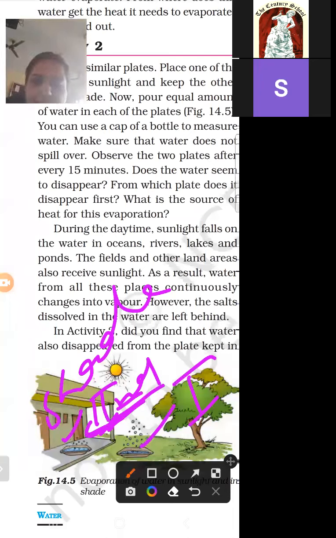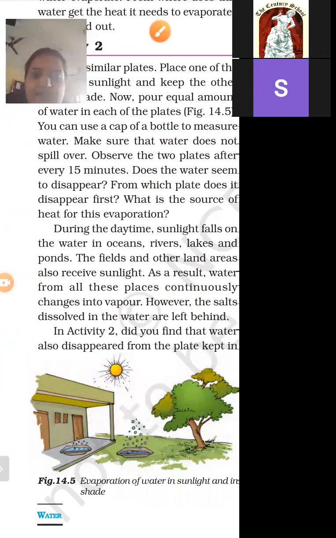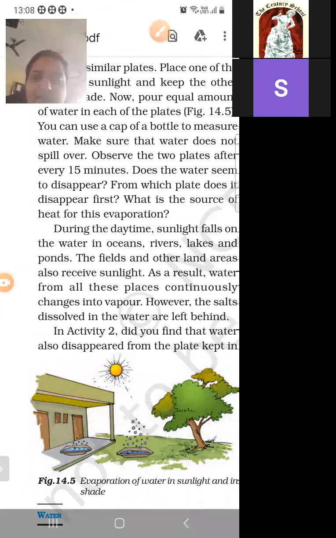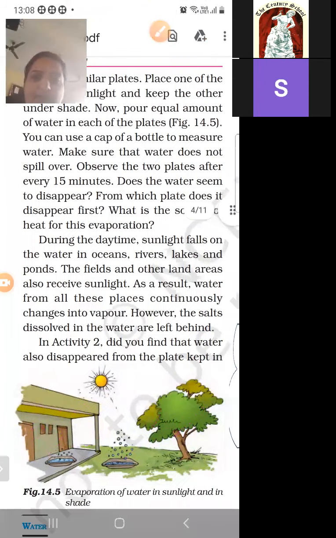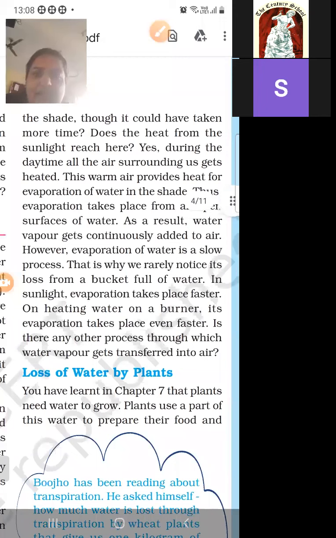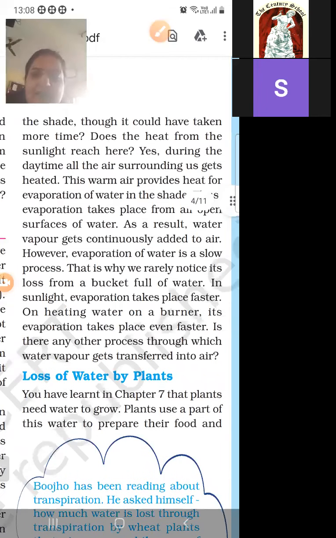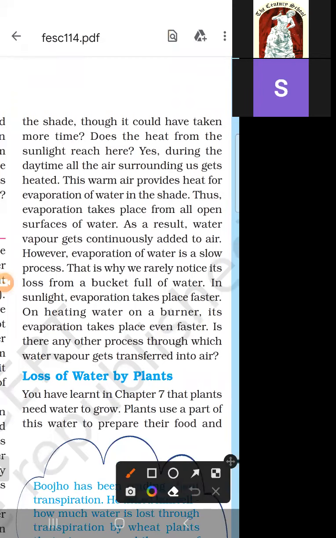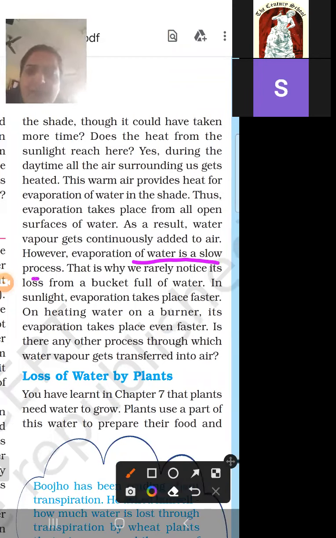In the plate kept in the shade, the water also evaporates, but it takes more time as compared to the plate that was kept in the sunlight. So on which factor does evaporation depend? Evaporation depends on the temperature. Evaporation of water is a very slow process, and it depends on the heat.